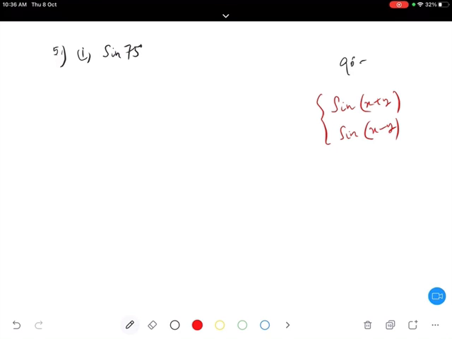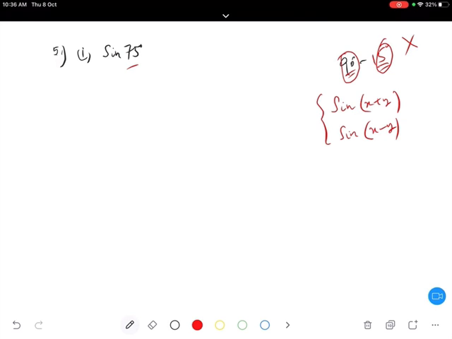Let's see who can tell me now. 90 minus 15. Very good, that's absolutely wrong. You know the value of sine 90, but do you know the value of sine 15? Then how can you use 90 minus 15? So I will use those angles whose values we know.